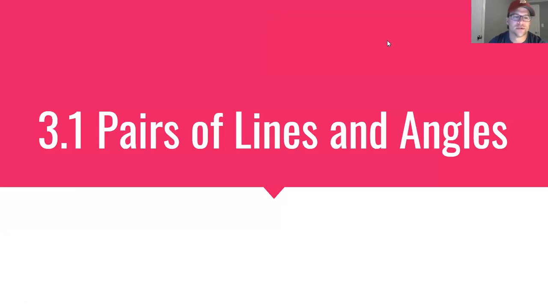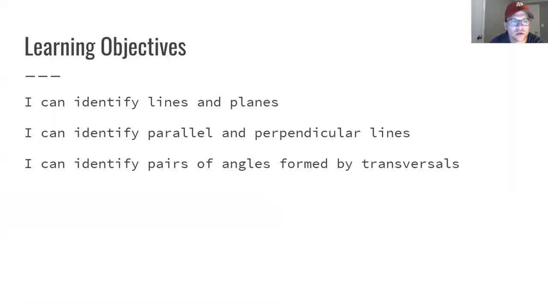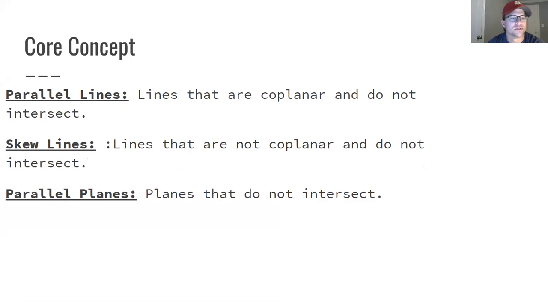All right, this is a video tutorial on 3.1 Pairs of Lines and Angles in the Big Ideas Geometry textbook. Your three learning objectives are: you can identify lines and planes, identify parallel and perpendicular lines, and identify the pairs of angles that are formed by transversals.